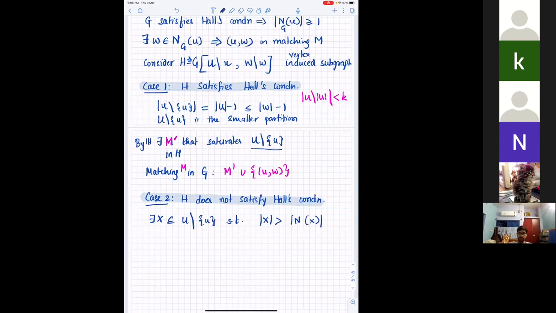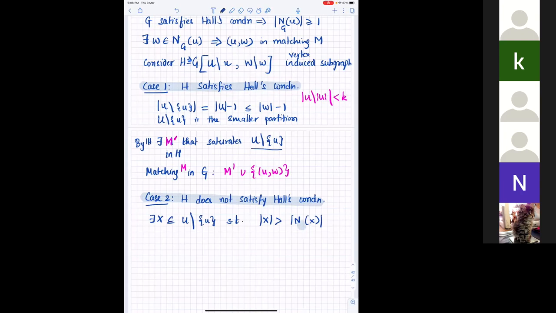In which graph? So the neighborhood of X in what? That is what I want you to say. This subscript. Let's see, somebody who has not answered so far. Let's take it. H, right? Yeah. Because we are saying that H does not satisfy Hall's condition.